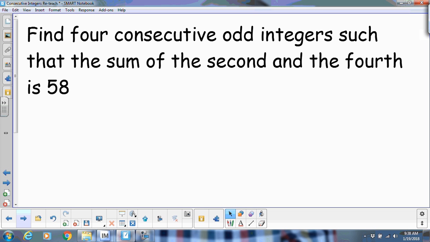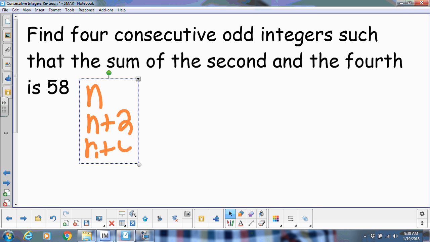Okay, a little bit more complicated. Find 4 consecutive odd integers. Automatically we know that's going to be n, n plus 2, n plus 4, and n plus 6. No matter what it says, you know the symbols for consecutive, consecutive even, and consecutive odd. So you can start that before you even read the next line.